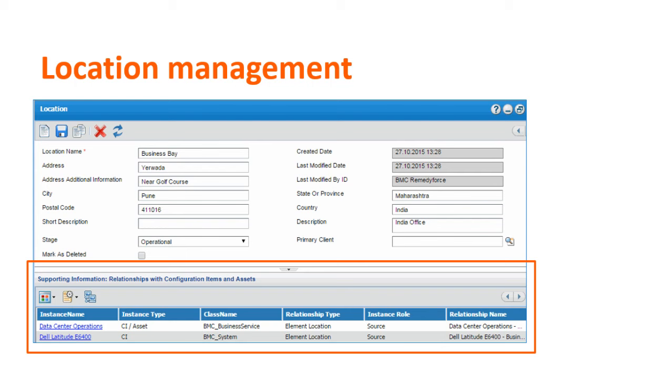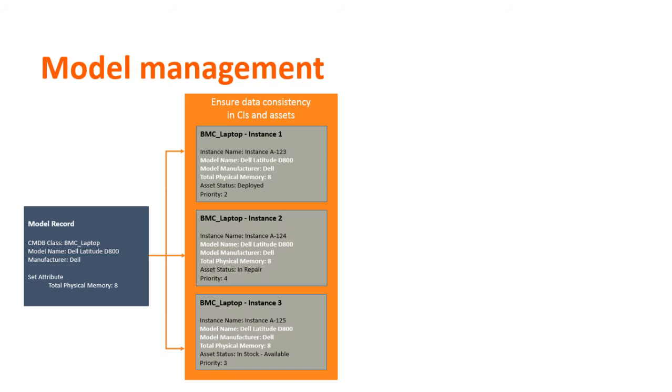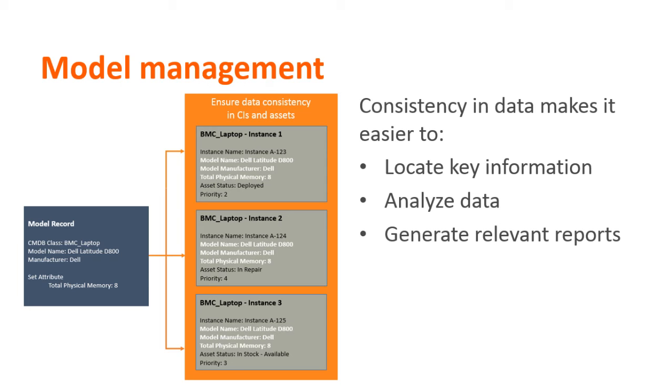From the location form, system administrators can also easily create and manage relationships between a location and an asset or a CI instance. Models enable system administrators to achieve data consistency and help users reduce the time required to create CIs and assets. When you have consistent data, it's easier to locate key information, analyze data, and generate relevant reports.